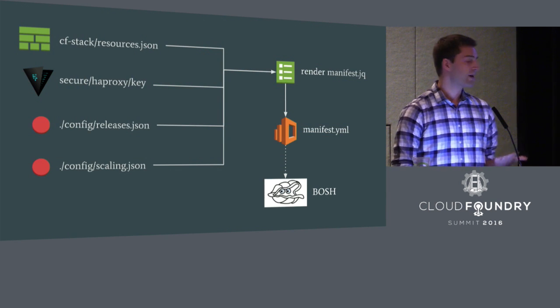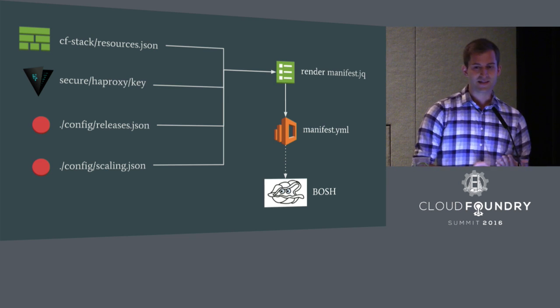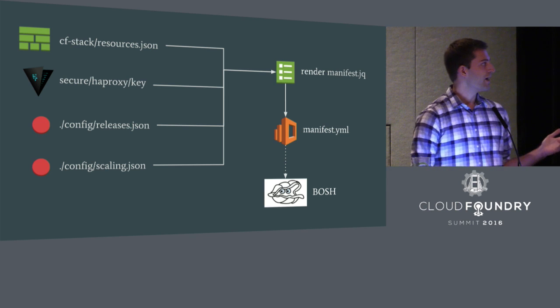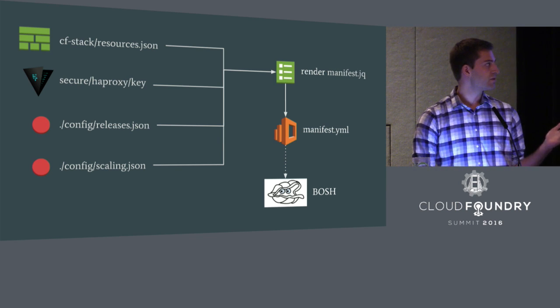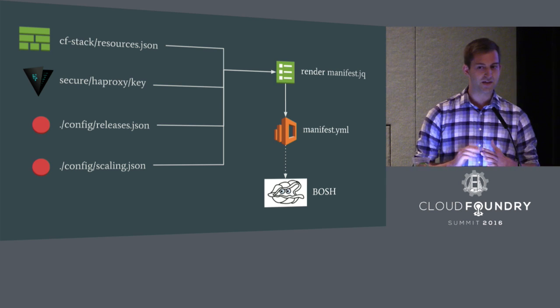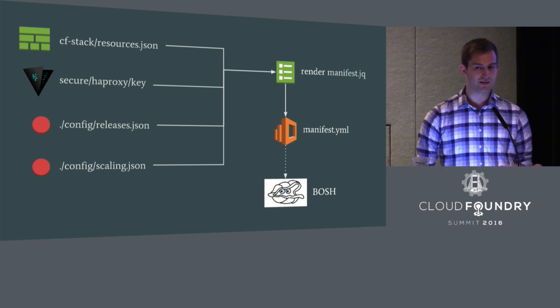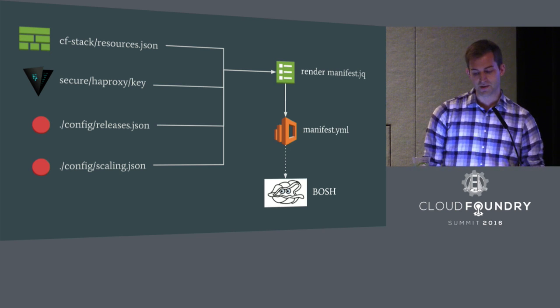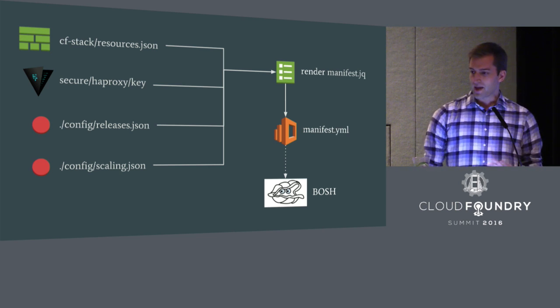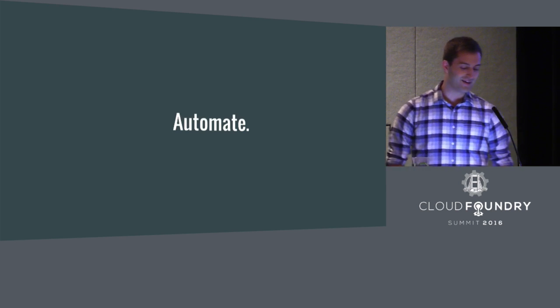So overall, big picture, in general, you have your inputs, whether it's coming from a stack or from Vault or actual configuration that you need to change, like scaling how many instances you want. Those go into a file, and then you have your render script, which takes your actual manifest of JSON-like data and turns it into a manifest that you can send to BOSH or Concourse. And once you have all that, you can automate that.